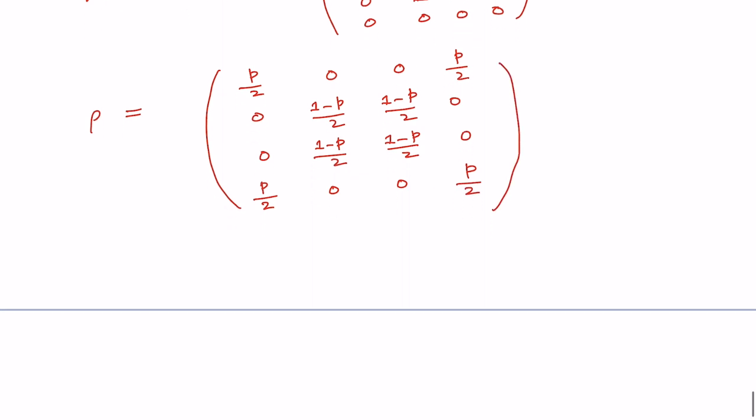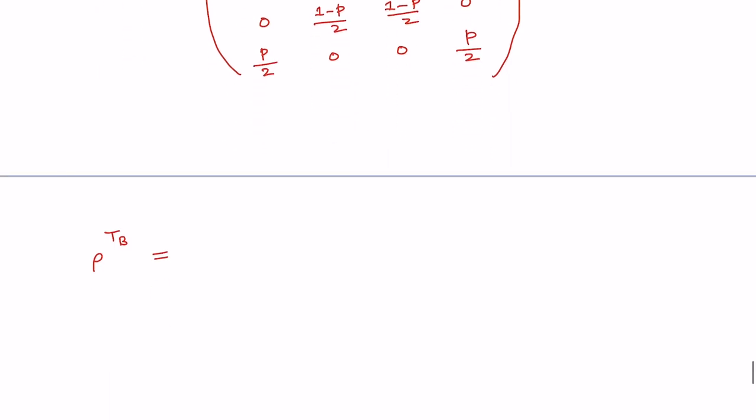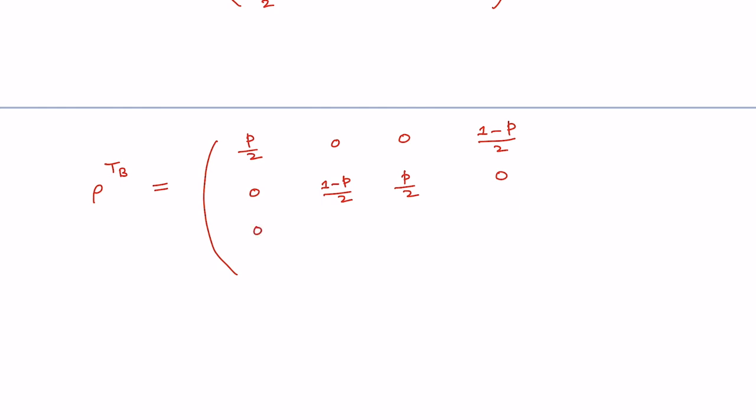Now let us take the partial transpose over the subsystem B. If I follow the same procedure as we have done in the previous problem, then for the partial transpose over B you will get the matrix in this form. You will get P by 2, 0, 0, 1 minus P by 2; 0, 1 minus P by 2, P by 2, 0. Diagonal elements actually would remain as they are. 0, P by 2, 1 minus P by 2, 0; 1 minus P by 2, 0, 0, P by 2. So this is what you will obtain.